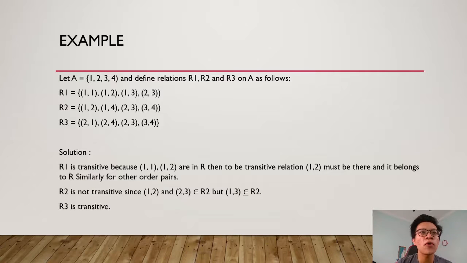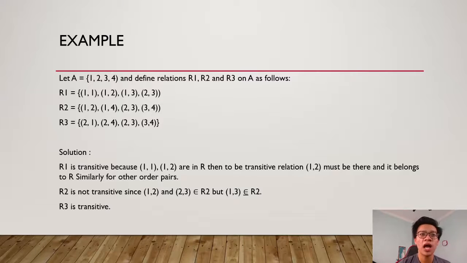Next, for the example of transitive, we use A equal to {1, 2, 3, 4}, and we define R1, R2, and R3. R1 we have (1,1), (1,2), (1,3), and (2,3). And R2 we have (1,2), (1,4), (2,3), and (3,4). And R3 we have (2,1), (2,4), (3,2), (3,3), and (3,4).